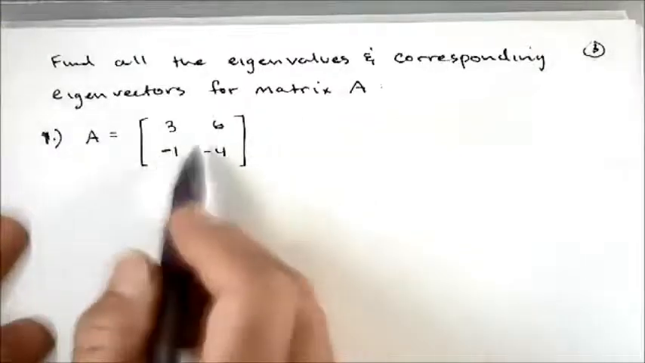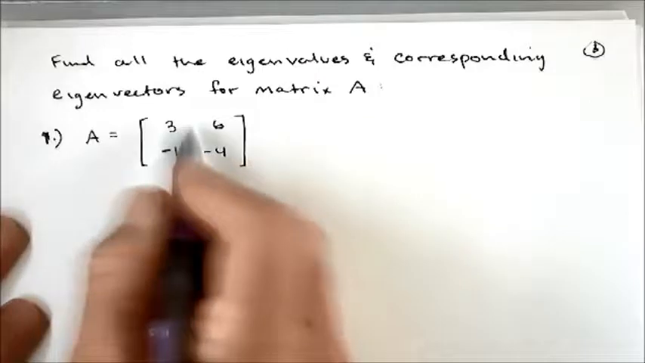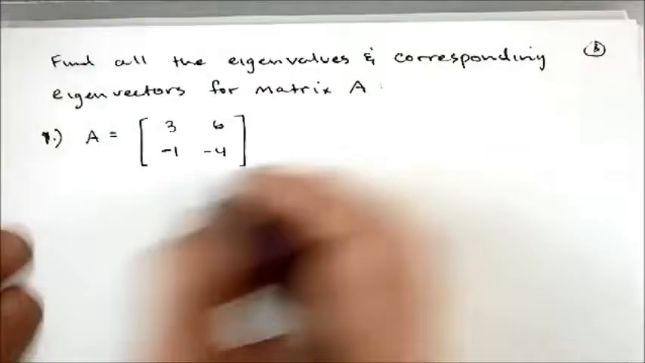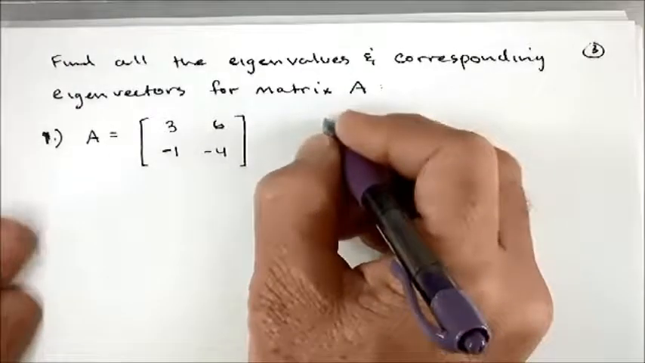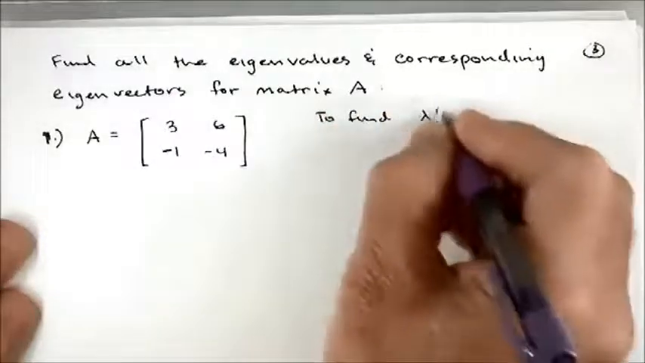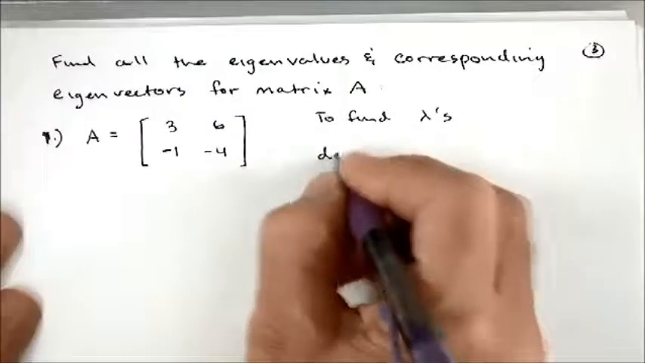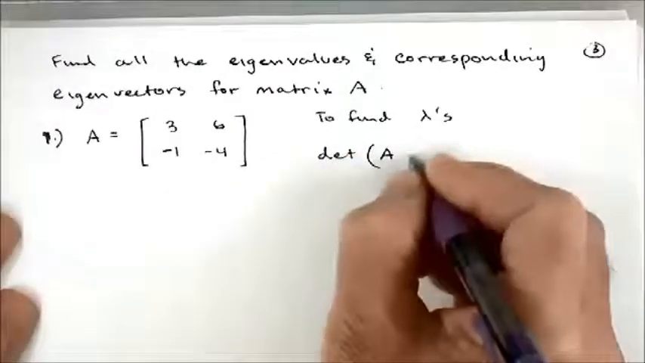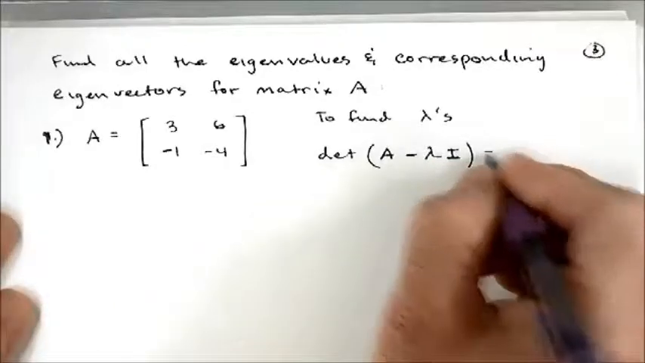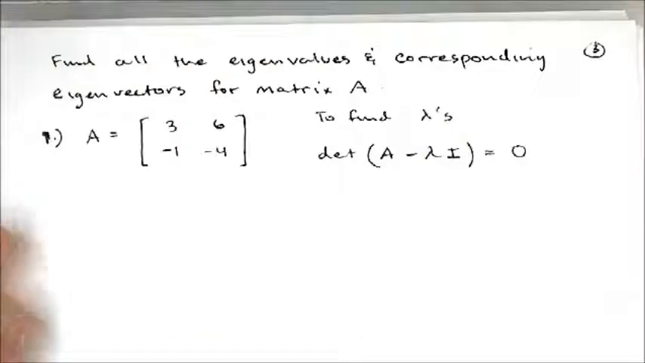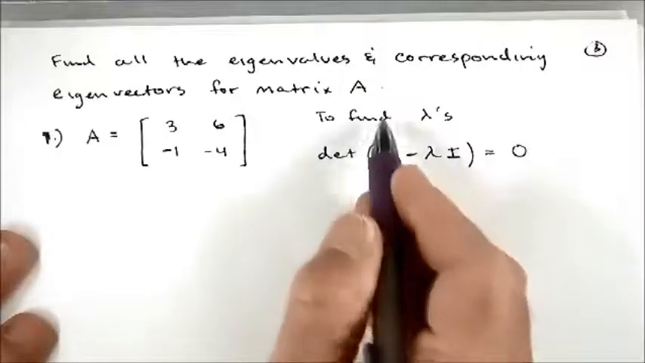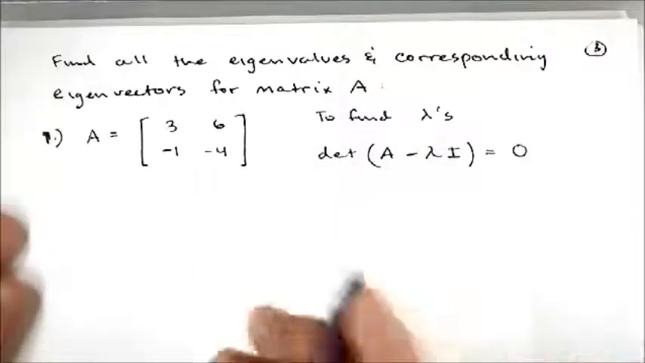So, here's how we find it. Here's our matrix A. And what you saw in class, to find my eigenvalues, we are going to find the determinant of our matrix A minus lambda times the identity matrix and set that equal to 0. Again, there's a lot of stuff in between that I'm cutting out here.